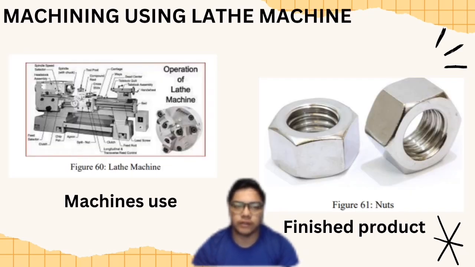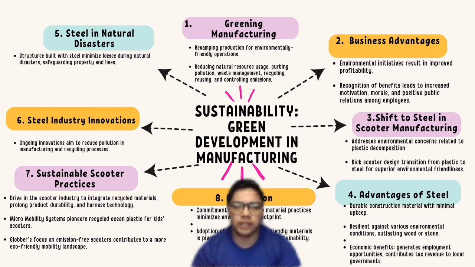And then the last one for this section is machining using the lathe machine. As you can see, this is the component operation of the lathe machine. These are the lathe machines that I use to make the turning. So these are the finished products, which are the nuts.